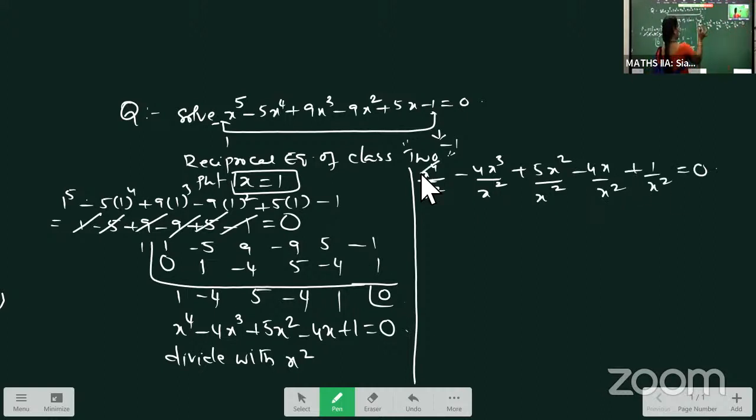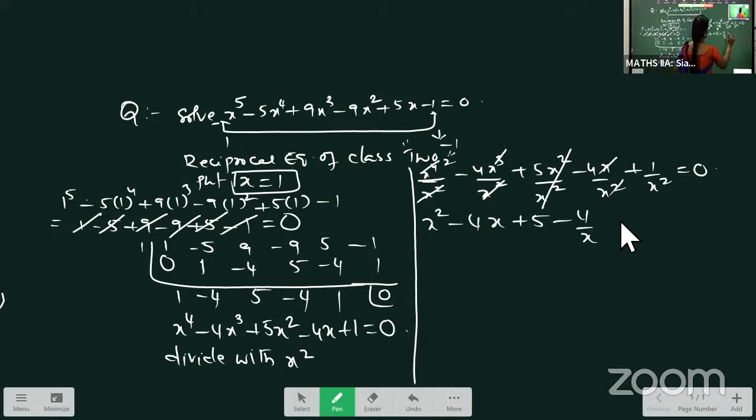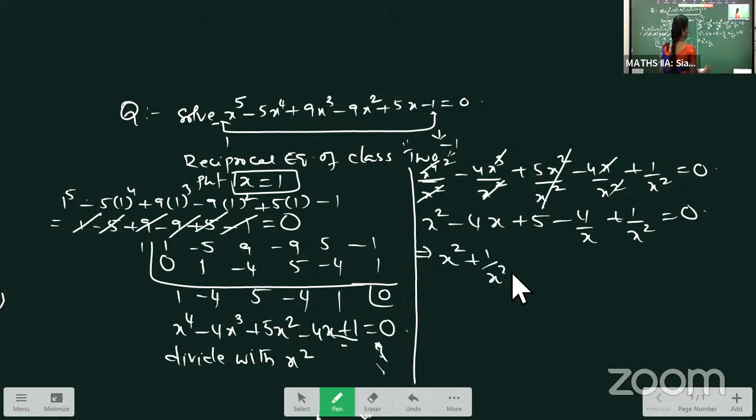Now you cancel out here. The square terms get cancelled here, here, and here. So we are getting x square minus 4x plus 5 minus 4 by x plus 1 by x square is equal to 0. What we have to do here? These are the two x square terms. So write these two on one side, and in these two take minus 4 as common. So x square plus 1 by x square, take minus 4 common, then we have x plus 1 by x, plus 5 is equal to 0.